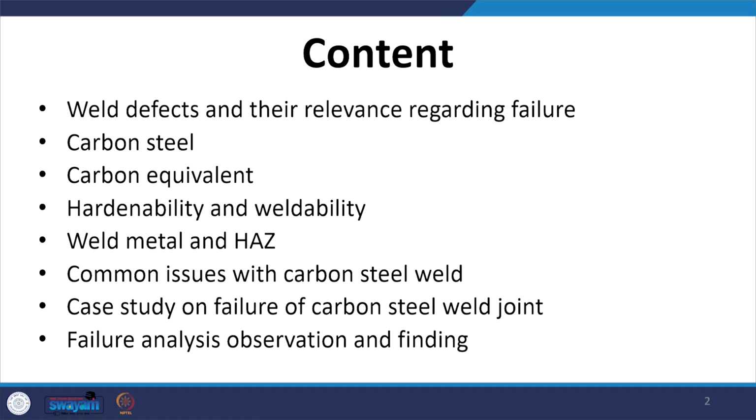As far as content is concerned, initially we will be talking about the weld defects and their relevance with regard to failure, and then carbon steels. What are the carbon steels? What are the different grades and how do they affect the different phases? And one typical parameter related to the steels is the carbon equivalent, which determines the hardenability of the steels and which in turn affects the weldability. So, we will try to see how hardenability and weldability are related.